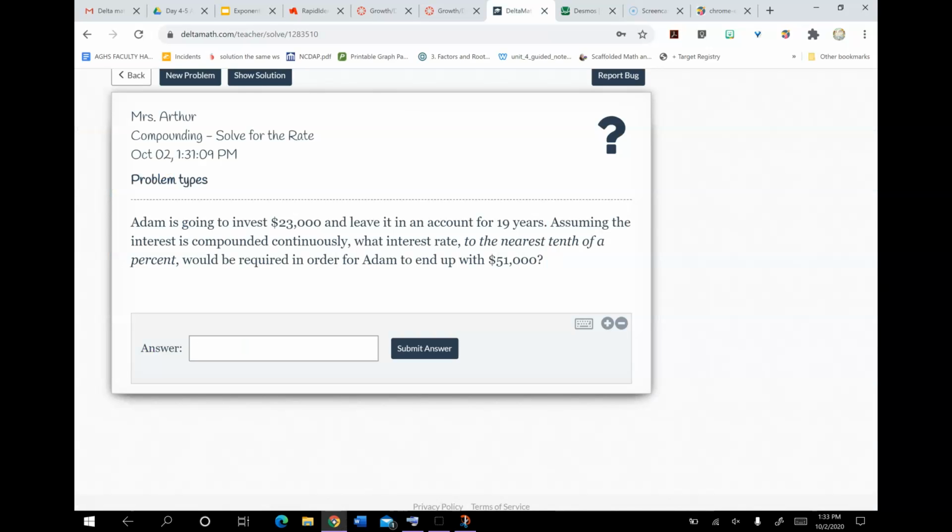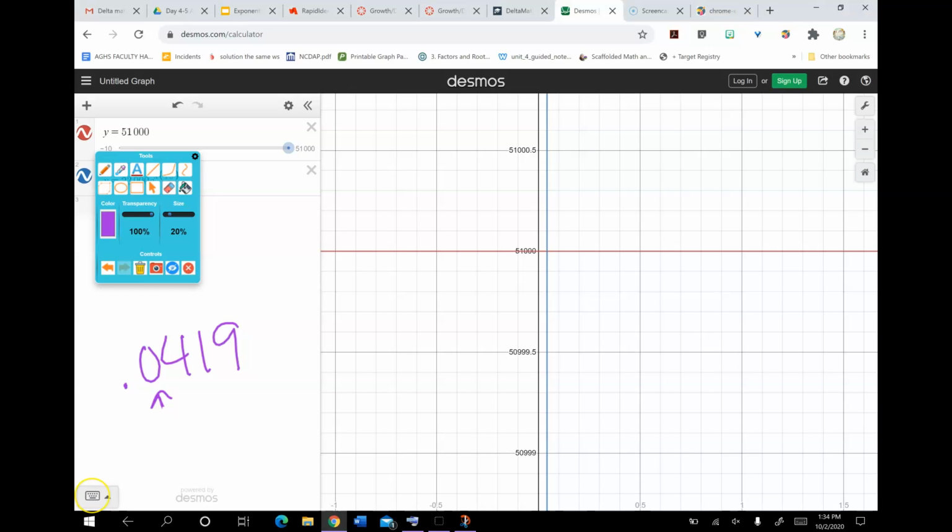Oh, I'm glad I came back. It wants us to round to the 10th of a percent. Okay? So it wants us to convert it to a percent first. All right, since it's asking for the percent, since it said 10th of a percent, we've got to convert it to a percent. So to convert it to a percent, you move this decimal 2 places to the right.